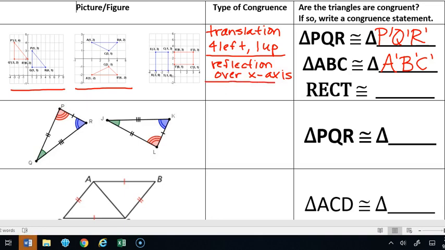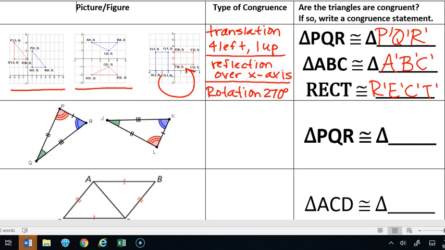So then the third one is a rotation, and I want to remind y'all that we rotate counterclockwise. So this is a rotation 270 degrees. So this is R prime, E prime, C prime, and T prime. Okay, so on the next one, go ahead and look at it a second.